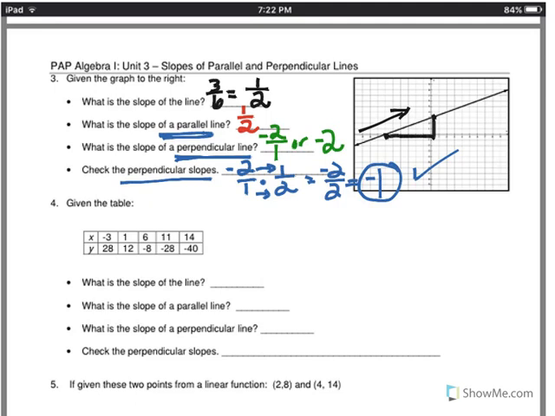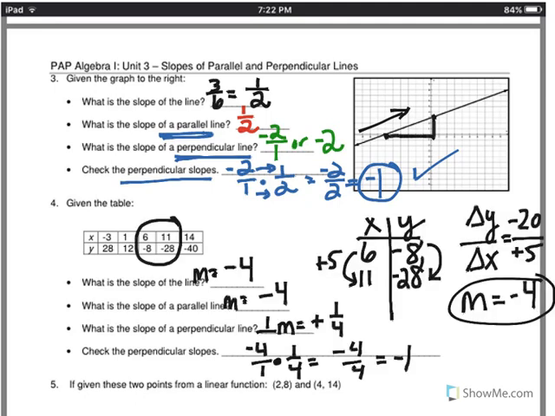Okay, I want you to do number 4 yourself. I want you to figure out the slope, get the parallel slope, perpendicular slope, and then check them and see how you do with that.